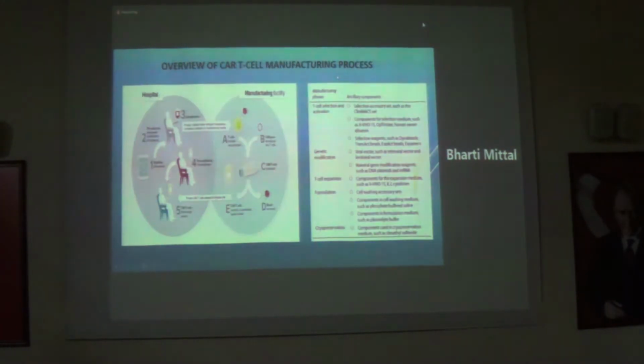Here I have listed the overall view of the CAR T cell manufacturing process, how we manufacture these CAR Ts. It can be divided into two parts: the hospital and the manufacturing facility. In the hospital, the first step is the eligibility of the patients, then the pre-assessment, whether through blood testing, genetic testing or tumor testing. We have to evaluate all those parameters and tests for patient eligibility.